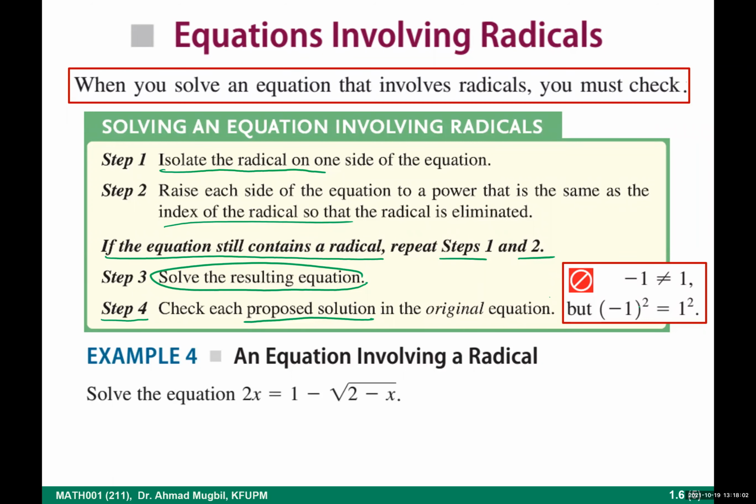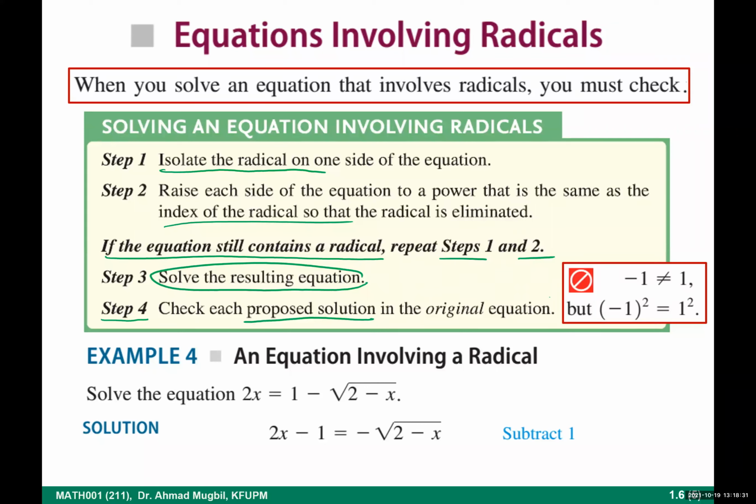Let's take this example. It is important to look at the equation at the beginning and determine the type. What is the type of this equation? It is an equation involving a radical. So how to solve it? Isolate the radical, step number 1. How to isolate? Don't start squaring both sides. No, isolate the radical. So to isolate the radical, what will you do? You will add -1 to both sides.